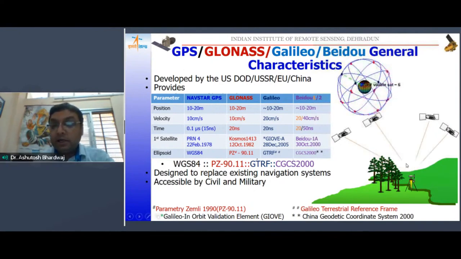Then the GPS requires a minimum of 4 satellite signals for calculating the coordinates. We will go into detail of that.